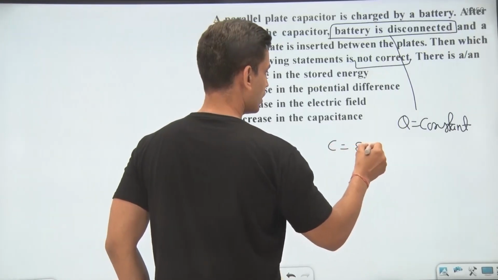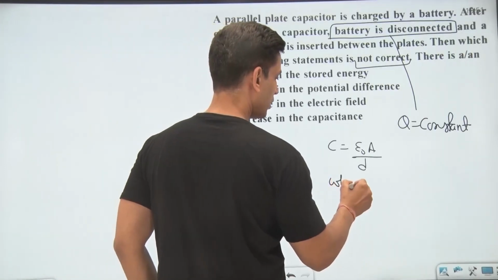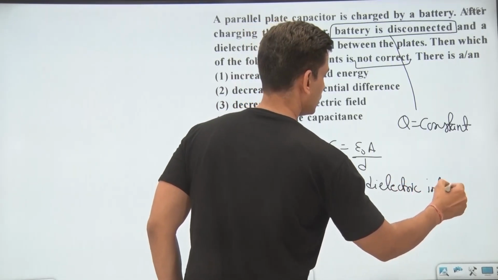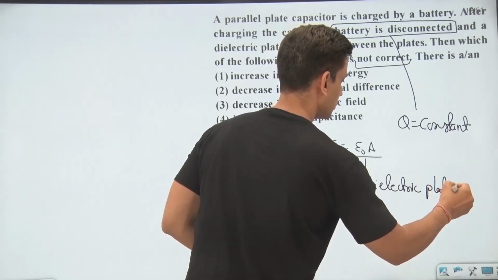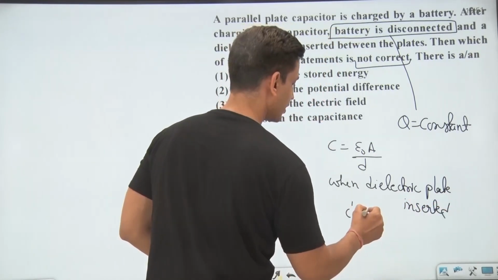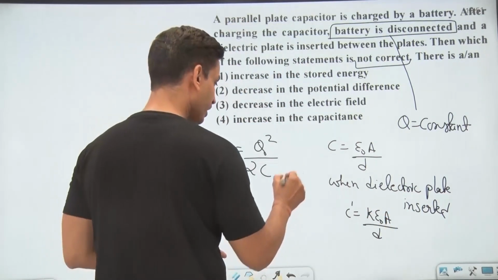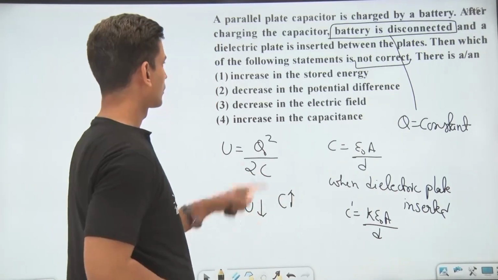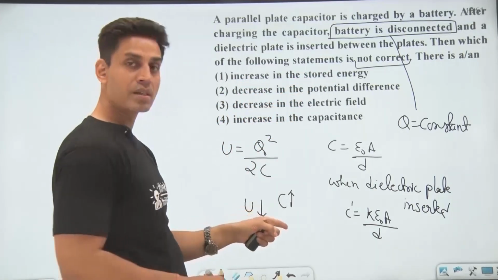C is equal to epsilon naught A by D. And when the dielectric is inserted, it will be C dash, that is equal to K epsilon naught A by D. Okay, so C increases, then U must decrease. It is saying that the stored energy will increase, but according to this, energy should decrease.